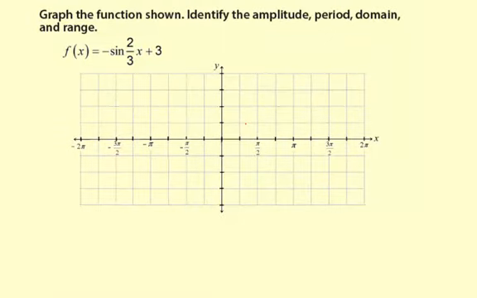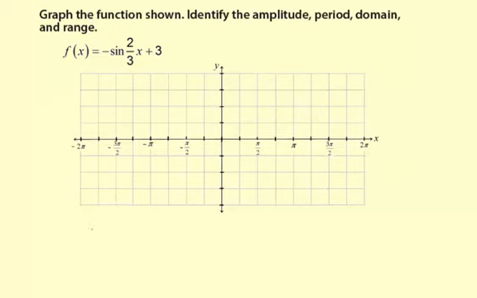Graph the function shown. Identify the amplitude, period, domain, and range. Okay, so here we have f of x equals negative sine of 2/3 x plus 3. Let's identify the amplitude and the period first.